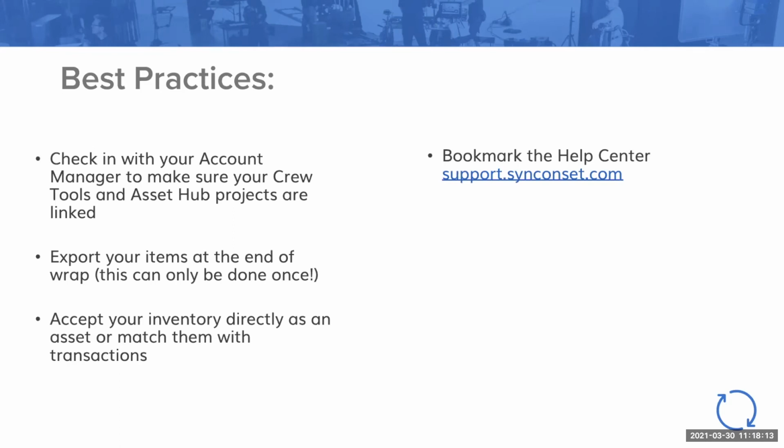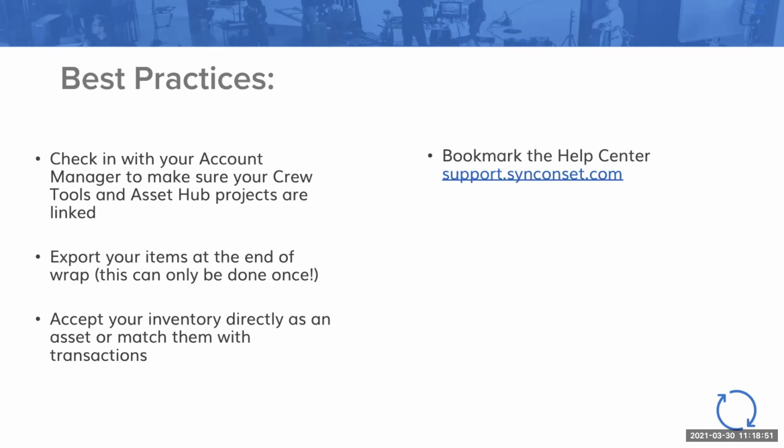So I see a couple questions in here. The first one says, can you match for review items to an existing asset in AssetHub if you've already changed your transaction into an asset? That's a great question. Unfortunately, right now, you can't match the for review items to an existing asset. What you can do, however, is accept it as an asset, and then go ahead and merge those two assets together. So that's the workaround for right now. Hopefully we'll be able to get that going in the future.